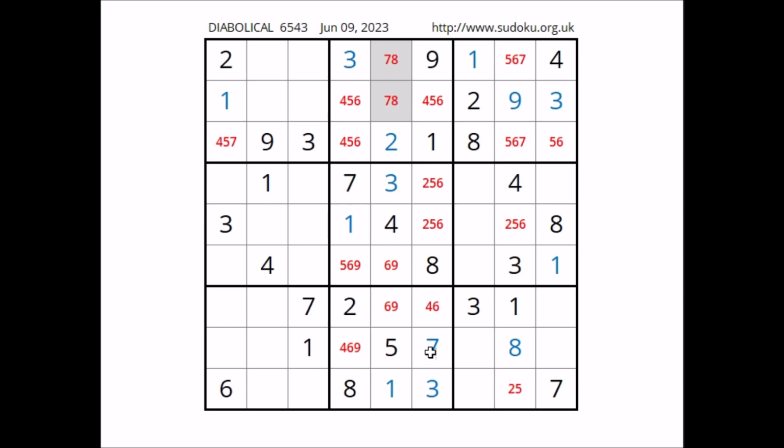Let's look in this sector, number 2 in one of these two places. And in this sector, number 9 in one of these two places. These two places belong to the row. Okay. Number 9 in the row has to be in this place or in this place.